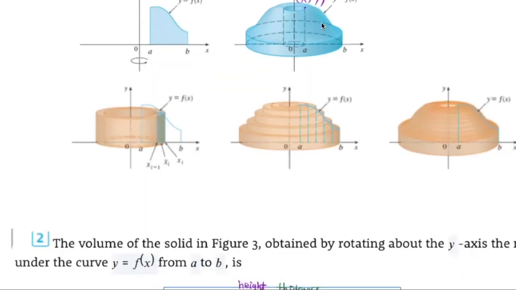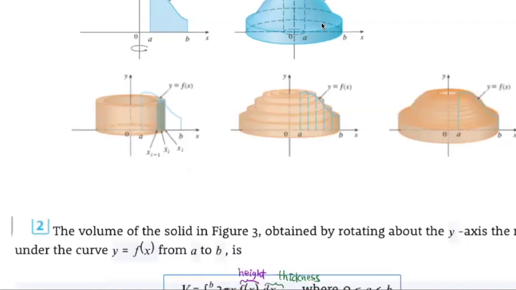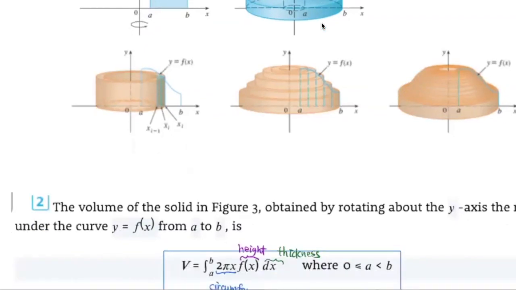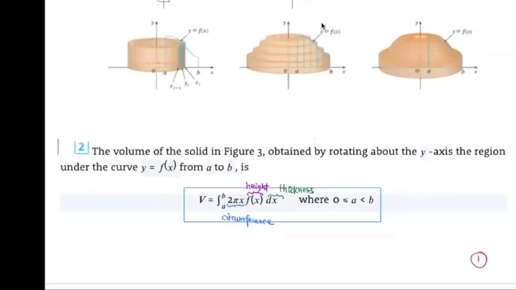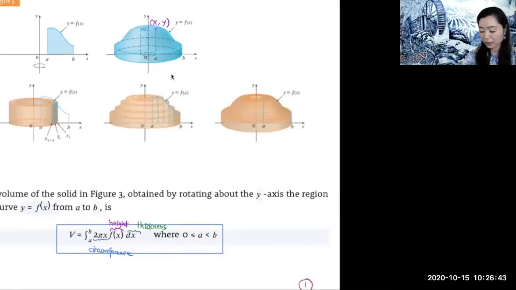So using Riemann sum, we're able to prove that the volume for this object is going to be the integral of 2 pi x f of x, where x goes from A to B. Now, you can try to remember this. You first label this point on the curve x comma y, and then the 2 pi x corresponds to the circumference of this circle right here. F of x is the height of this shell. Dx here is the thickness of the shell. And x over here goes from A to B.